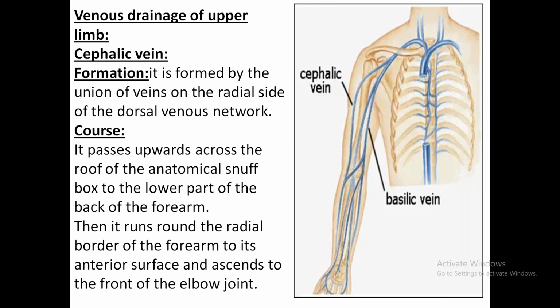The cephalic vein is formed by the union of the veins on the radial side of the dorsal venous network. It passes upwards across the roof of the anatomical snuffbox to the lower part of the back of the forearm. Then it runs round the radial border of the forearm to its anterior surface and ascends to the front of the elbow joint.